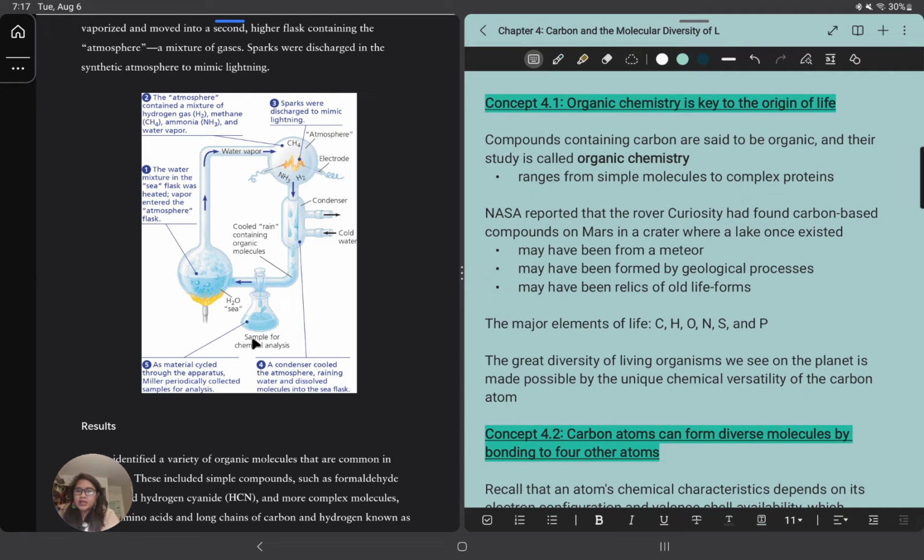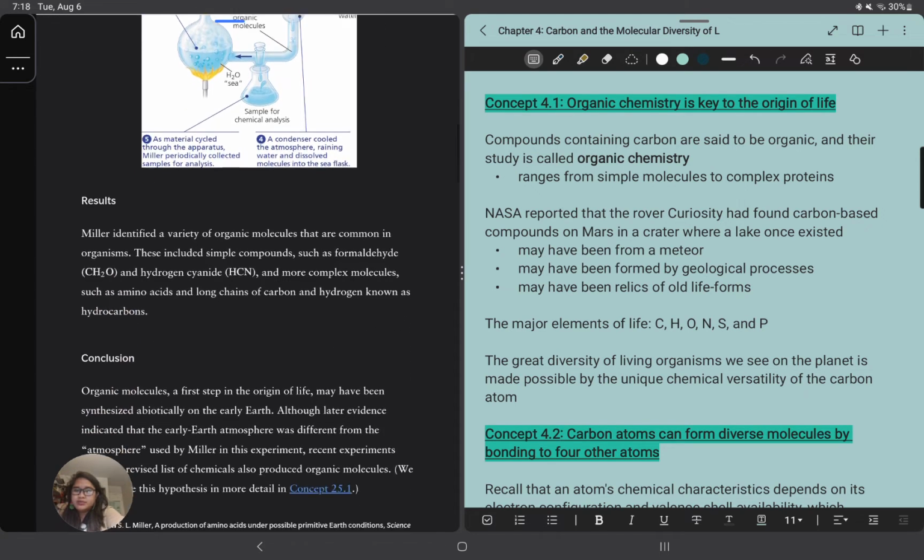Sample for chemical analysis. As the material recycled through the apparatus, Miller periodically collected samples for analysis. A condenser cooled the atmosphere, raining water and dissolved molecules into the sea flask. So he literally created the ocean, the atmosphere, a place for rain, and then this is how he got his sample, so he doesn't ruin the entire system that he made. Okay?